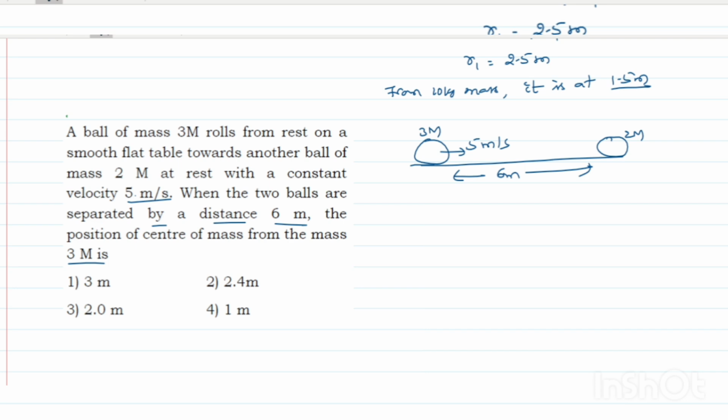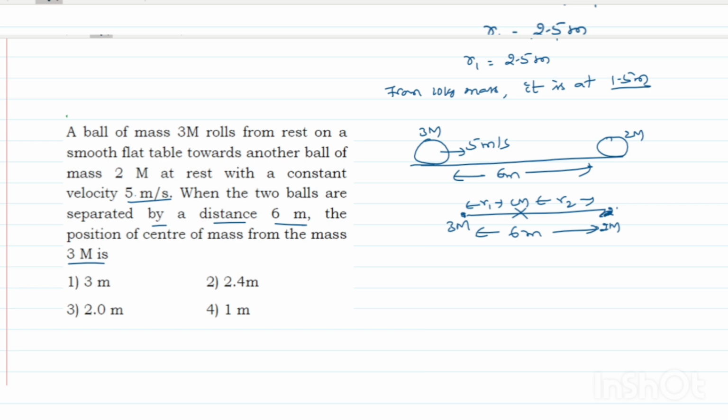Here, for the position of the center of mass, you have to consider one particle of mass 3m and another of mass 2m, separated by a distance of 6 meters. The center of mass lies between the two. Let us take this as 3m and this as 2m, with R1 and R2 as the distances.